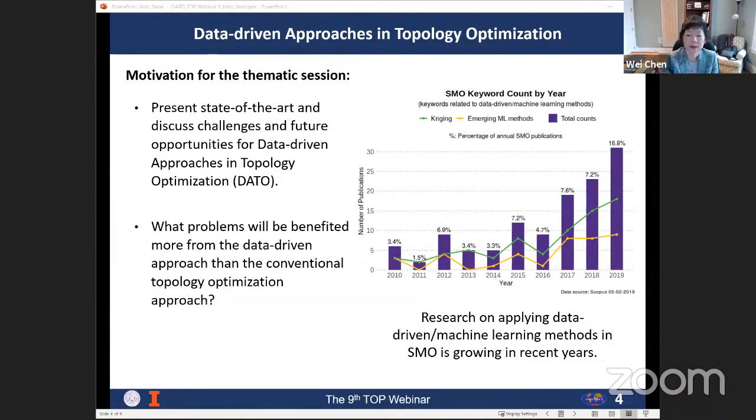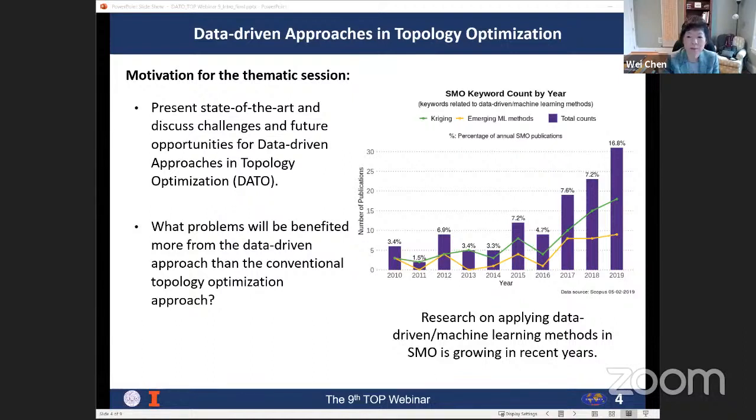The growing interest in this area is really evident in the increasing number of publications in SMO. Another interesting phenomenon we see is that as data science methods become more accessible, made by the computer science folks, the use of data-driven topology optimization has gone beyond the conventional topology optimization research community. The method has been employed by researchers in other domains, like physical science, for solving their respective problems. So today, we actually have a combination of speakers.